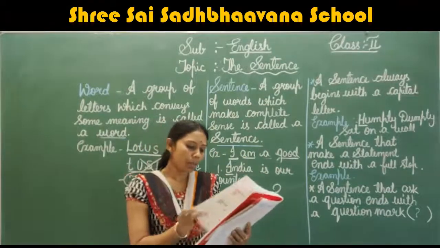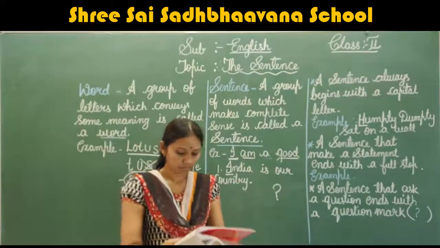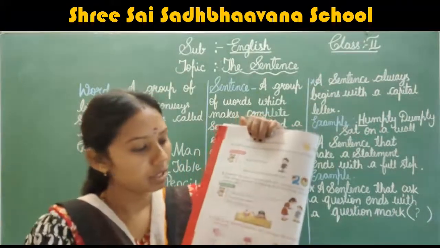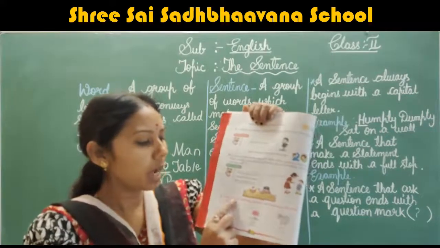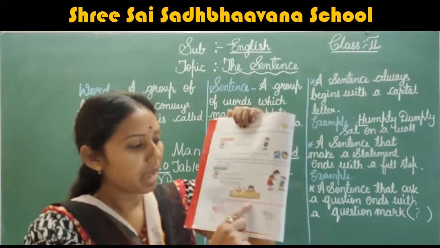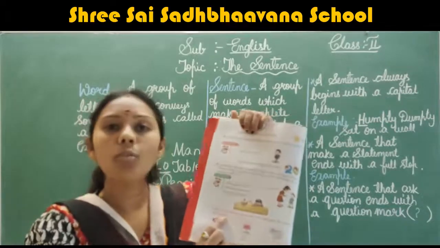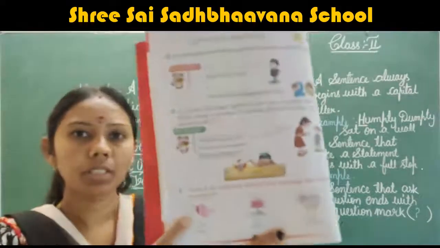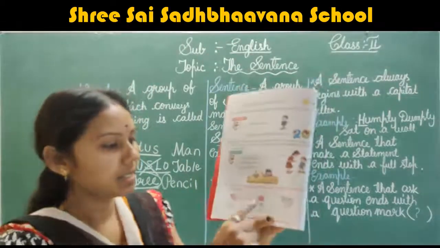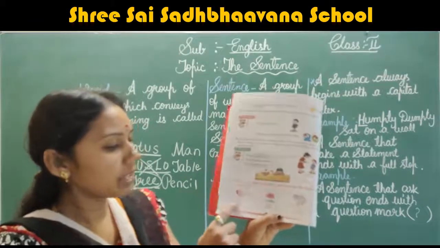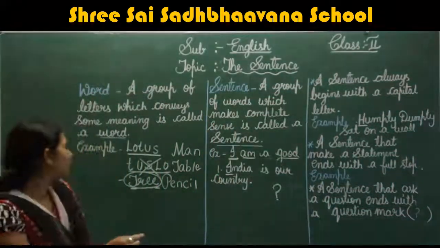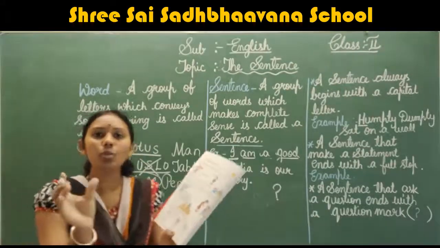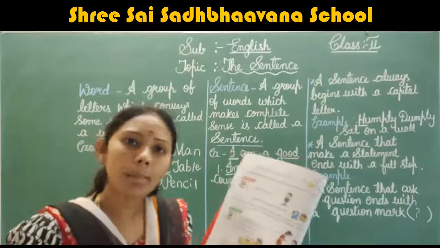Open your page number 4, that is the grammar textbook. You can see here, look at the following pictures and rearrange the letters to form words. So you have to look at the picture. Can you see this picture? Here they have given jumbled letters. These letters you have to arrange to make a word by seeing the pictures.